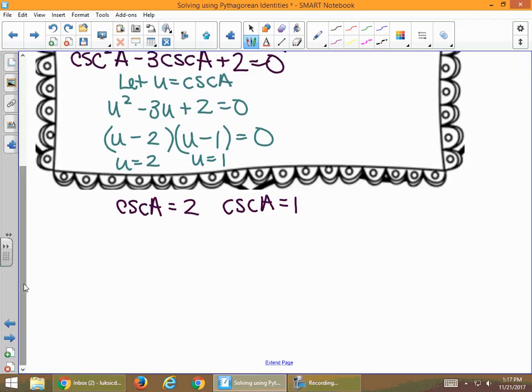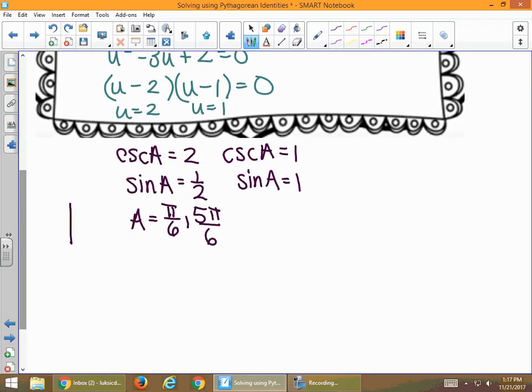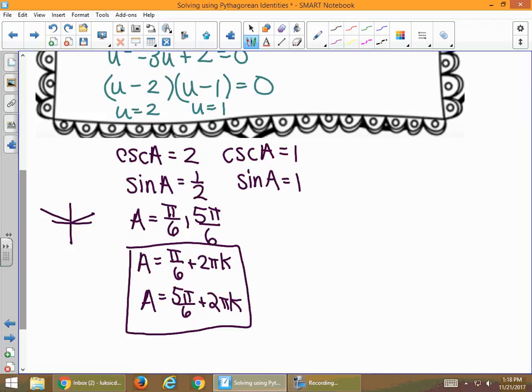If you'd rather work with sines and cosecant, I would as well. If cosecant is 2, then sine is 1/2. If cosecant is 1, then sine is 1. So on your unit circle, sine is 1/2 at pi over 6 and 5 pi over 6. And those are not pi apart. Since they're not pi apart, we do plus 2 pi k to give our equation for all solutions. Sine is 1, we just did that in the last problem.